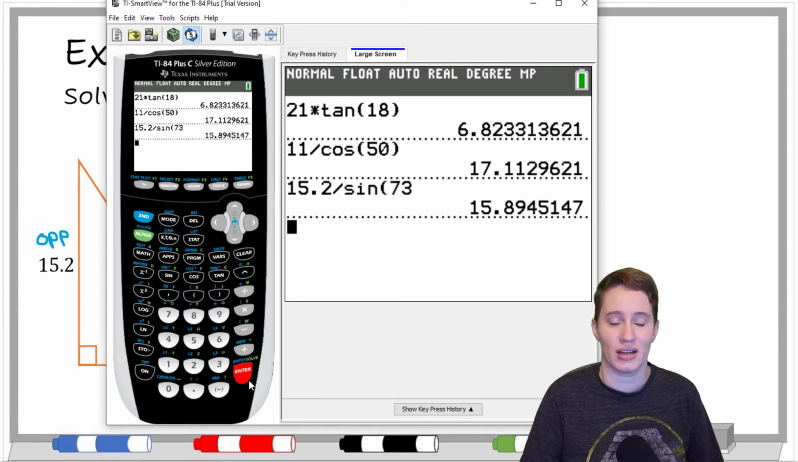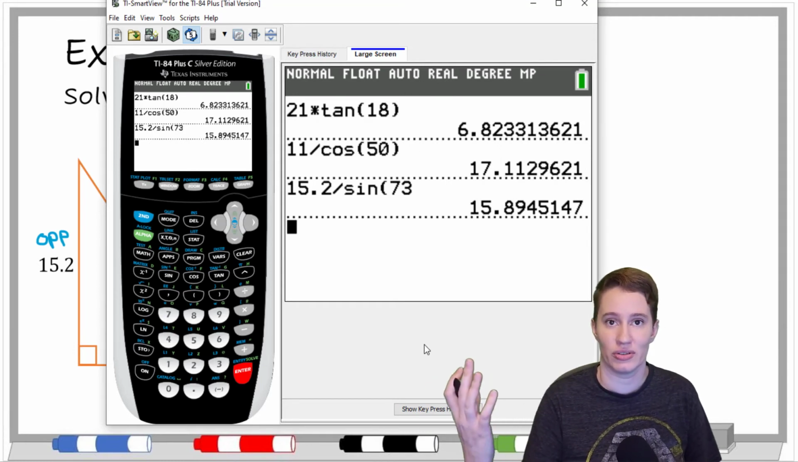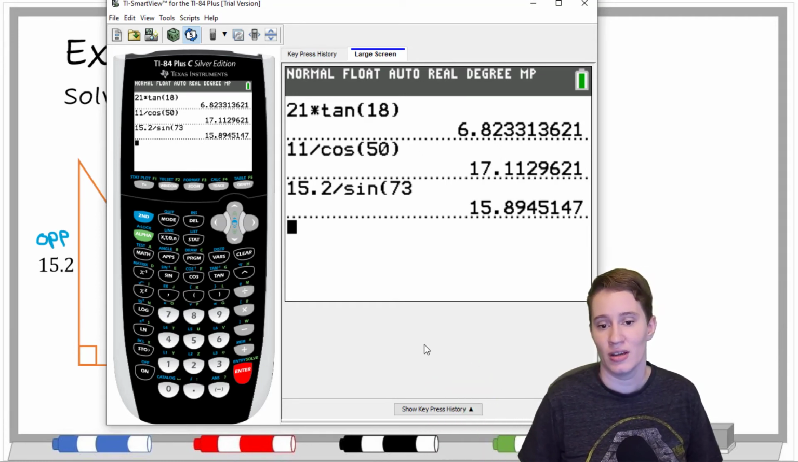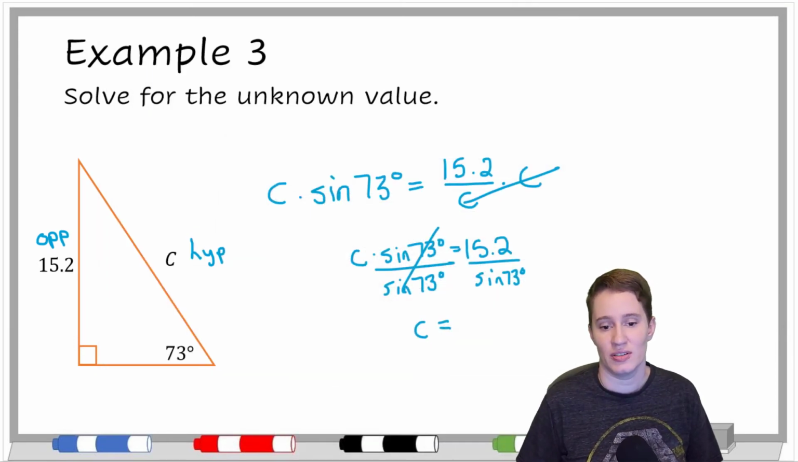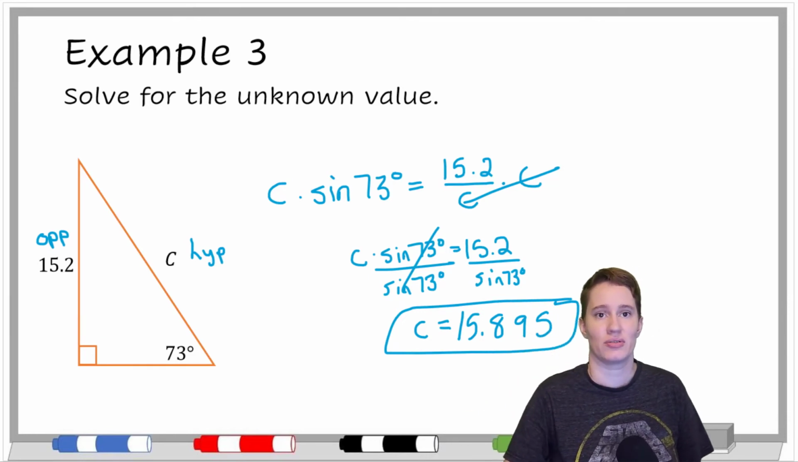And did you know you don't actually have to close the parentheses at the end as long as they're the last thing that you needed to type? Fun facts. 15.895 is our answer. I have a hard time remembering numbers when I switch windows, so that's why.